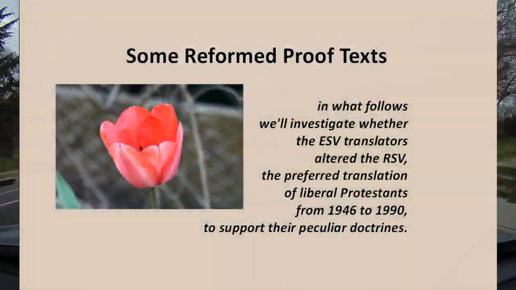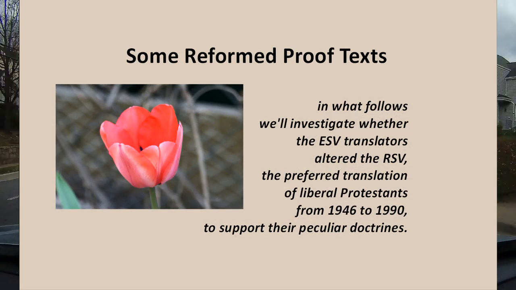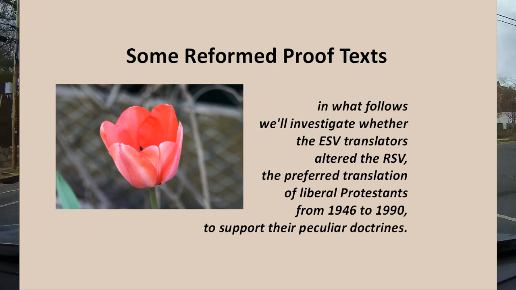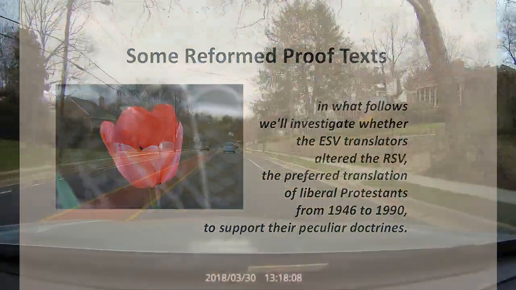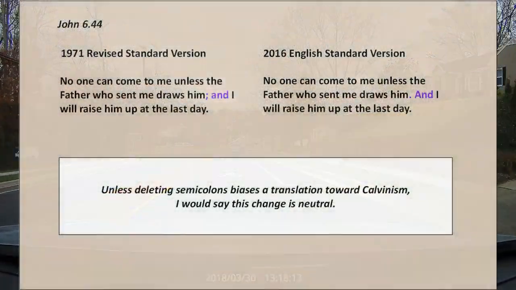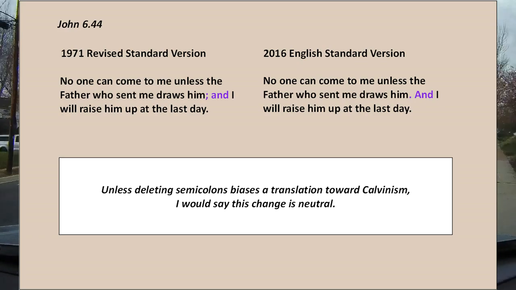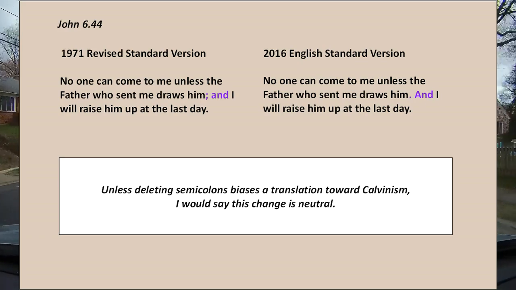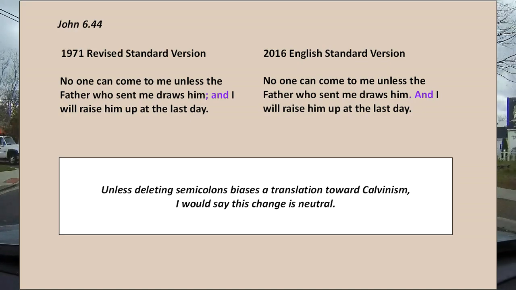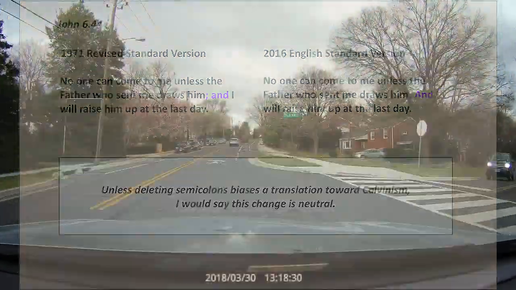So now we'll move on to the key part of the video, which is this question of whether there's a conspiracy to modify the Revised Standard Version in order to support Calvinism. John 6:44 is one of the favorite Calvinist proof texts, and as you can see, the English Standard Version here has only made a punctuation change. Unless deleting semicolons biases a translation toward Calvinism, it looks pretty innocuous to me.